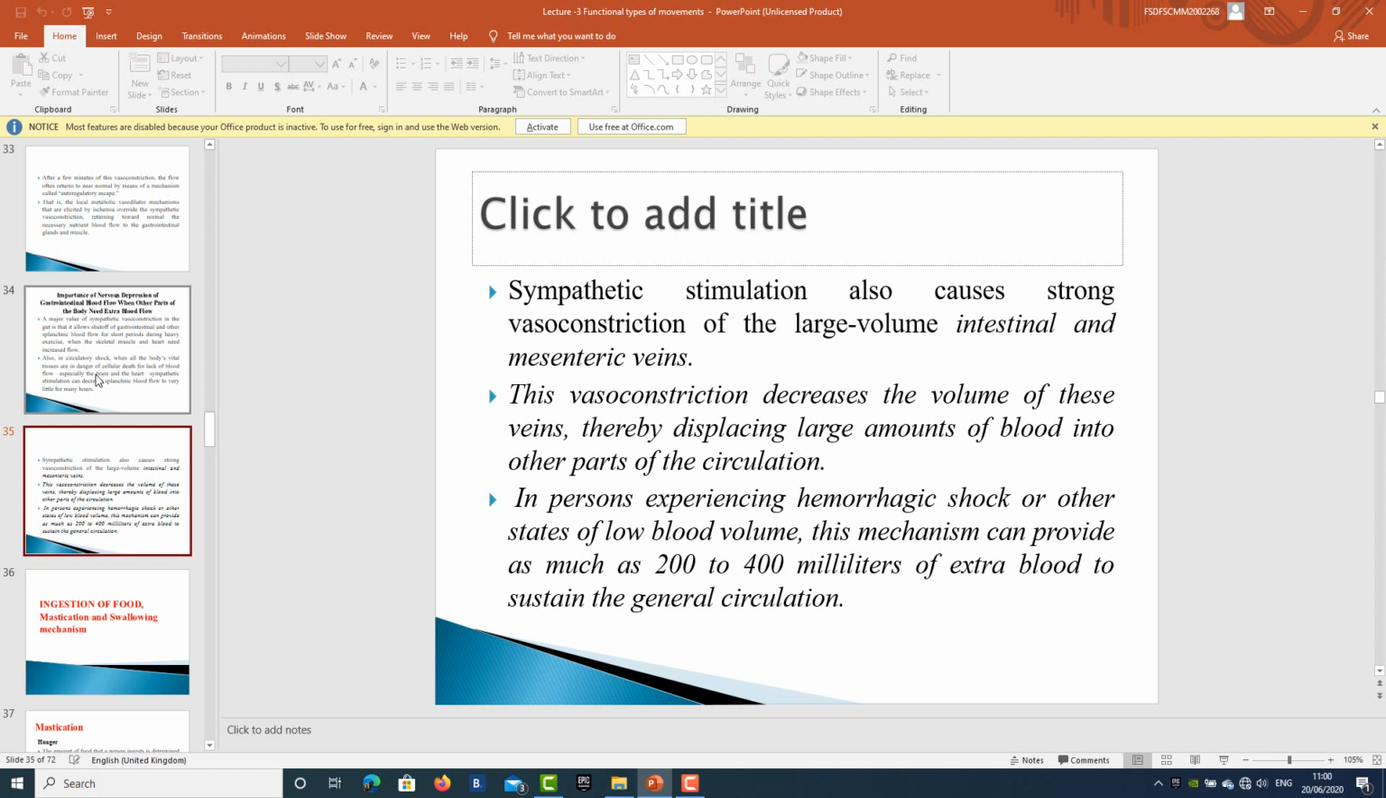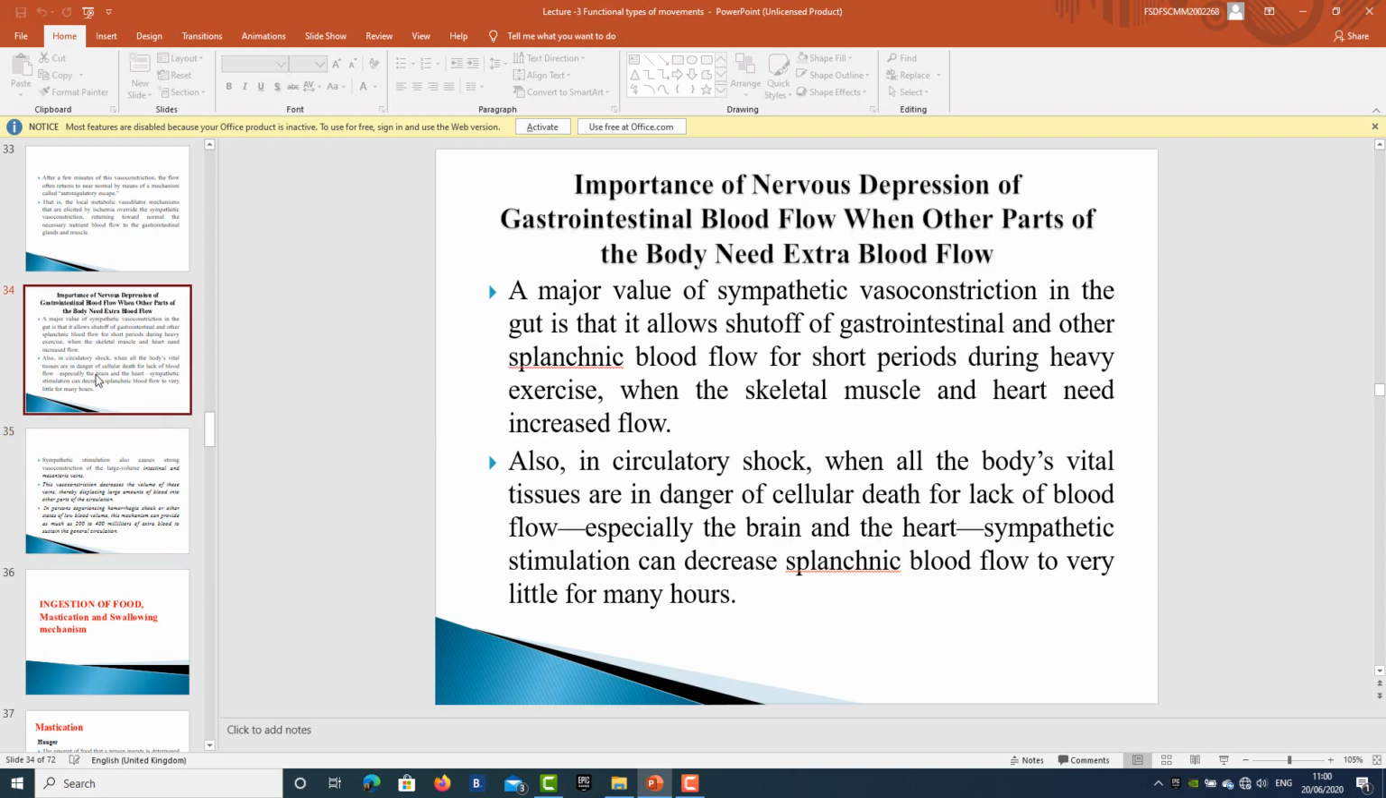So, this is all about today's lecture regarding the types of movements, how the blood supply is there, what is the role of portal circulation, I mean splanchnic circulation, and what is the importance of nervous depression of the gut blood flow whenever there is an extra amount of blood required by the other vital areas in the body during any shock-like condition. So these terms are all quite important, and I hope all of you are doing great work at home.